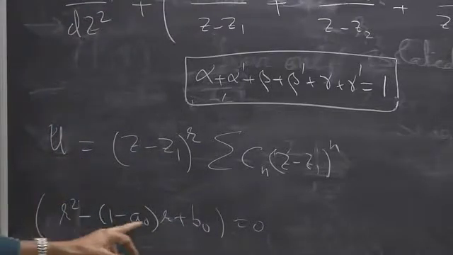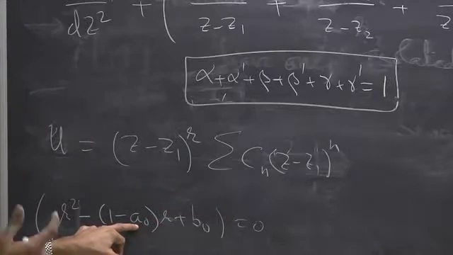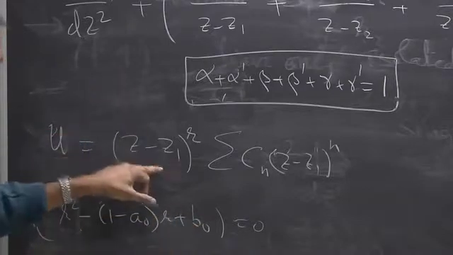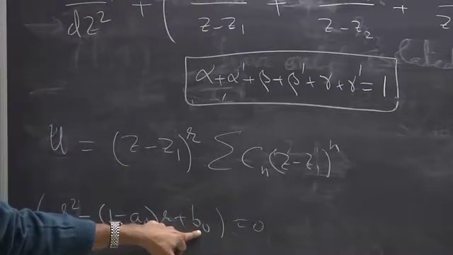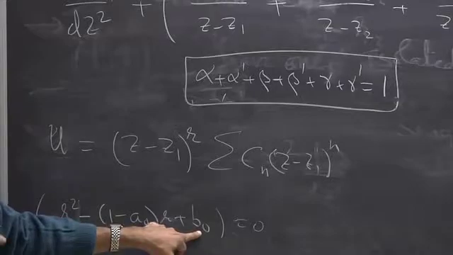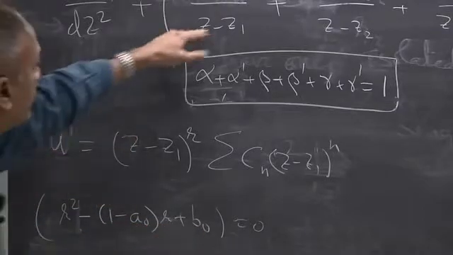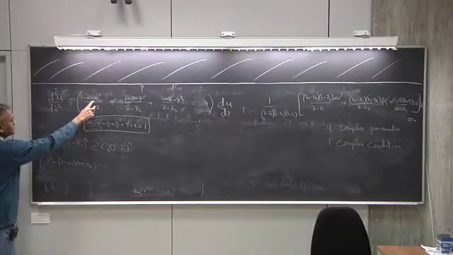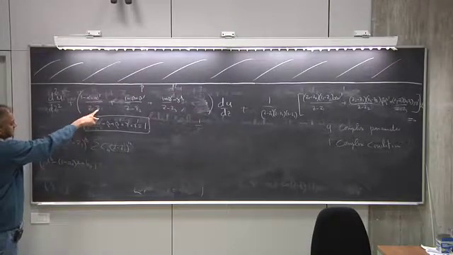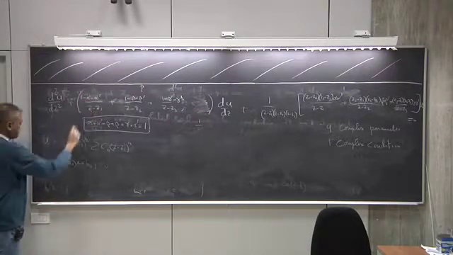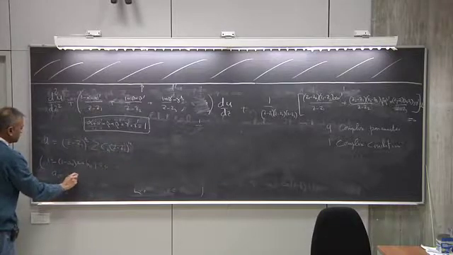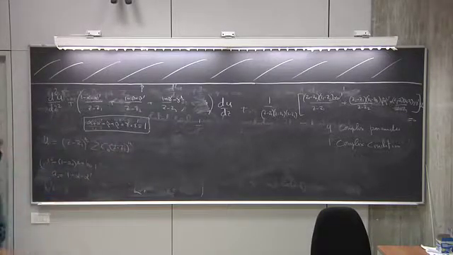Now what were A0 and B0? A0 was the coefficient of the first order pole of P at Z equal to Z1, and B0 is the coefficient of the second order pole of Q. That's easy to read off from here. The first order pole at Z1 is this, so the coefficient A naught is simply 1 minus alpha prime.